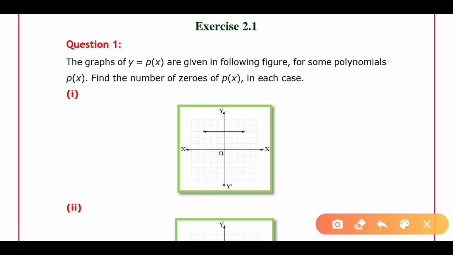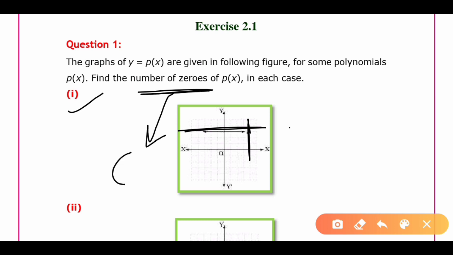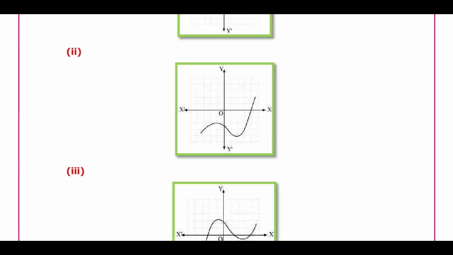Now we have given the first graph. Graph is parallel to the x-axis. Okay, so this graph is not touching or cutting the x-axis, so we'll say the number of solutions or number of zeros here will be 0. Because this graph is not cutting the x-axis, or we can say not touching the x-axis, so the number of solutions or number of zeros for this graph will be equal to 0.